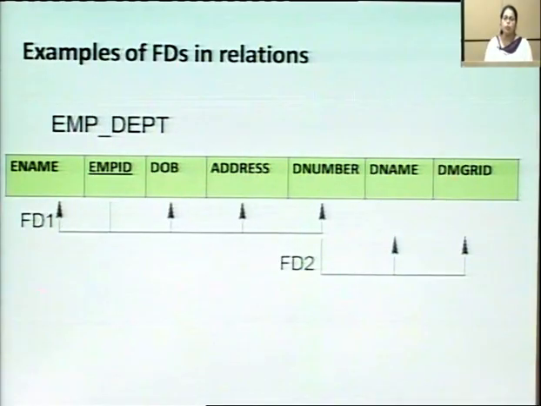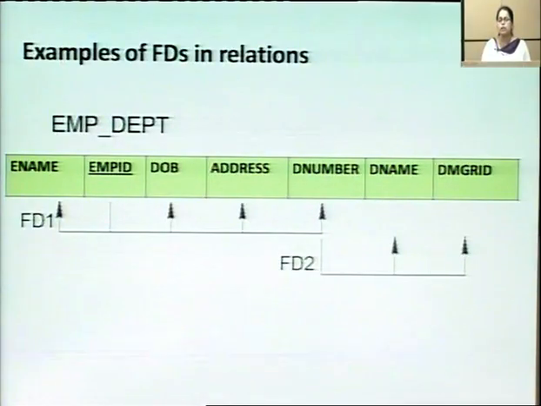Here is an example of a relation with functional dependencies. In this, the relation is EMP_DEPT. Here EMP_ID is the primary key, and EMP_ID is functionally determining the value of employee name, date of birth, address, and department number. Department number is the foreign key of the relation, which functionally determines the value of department name and department manager ID.